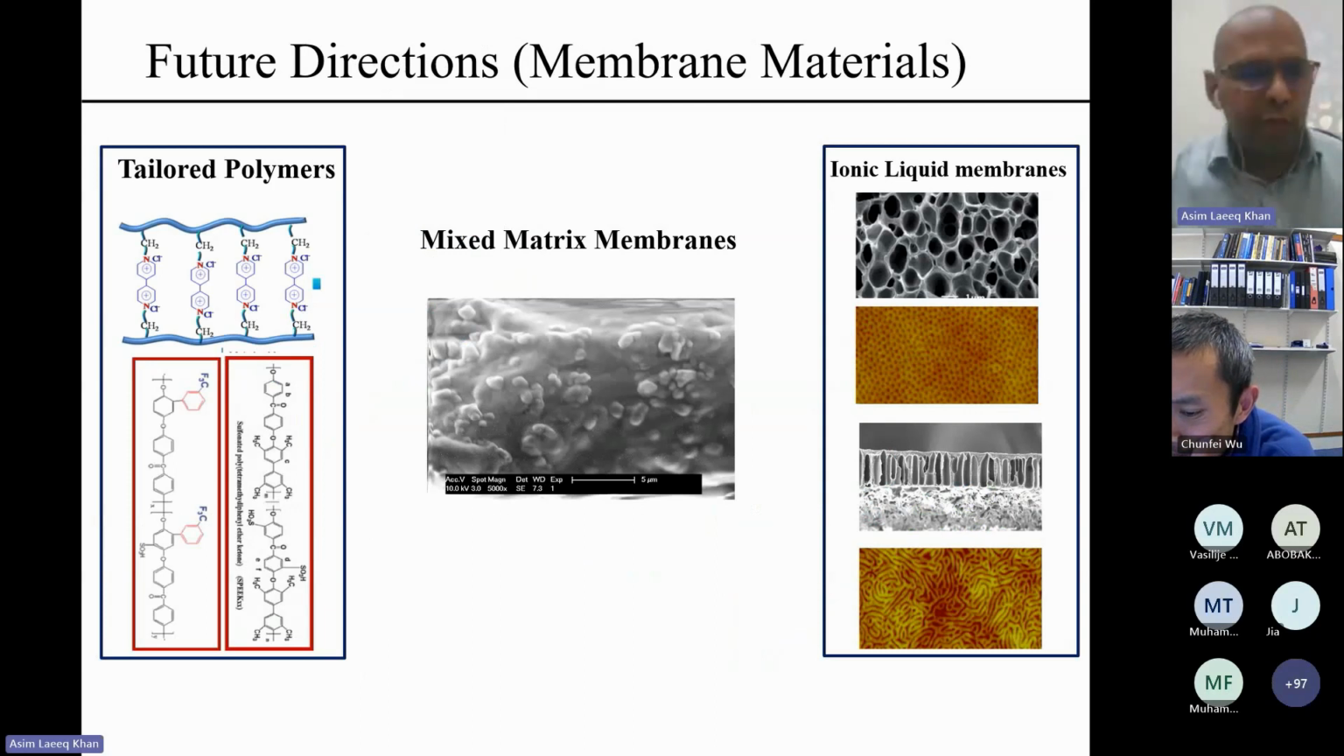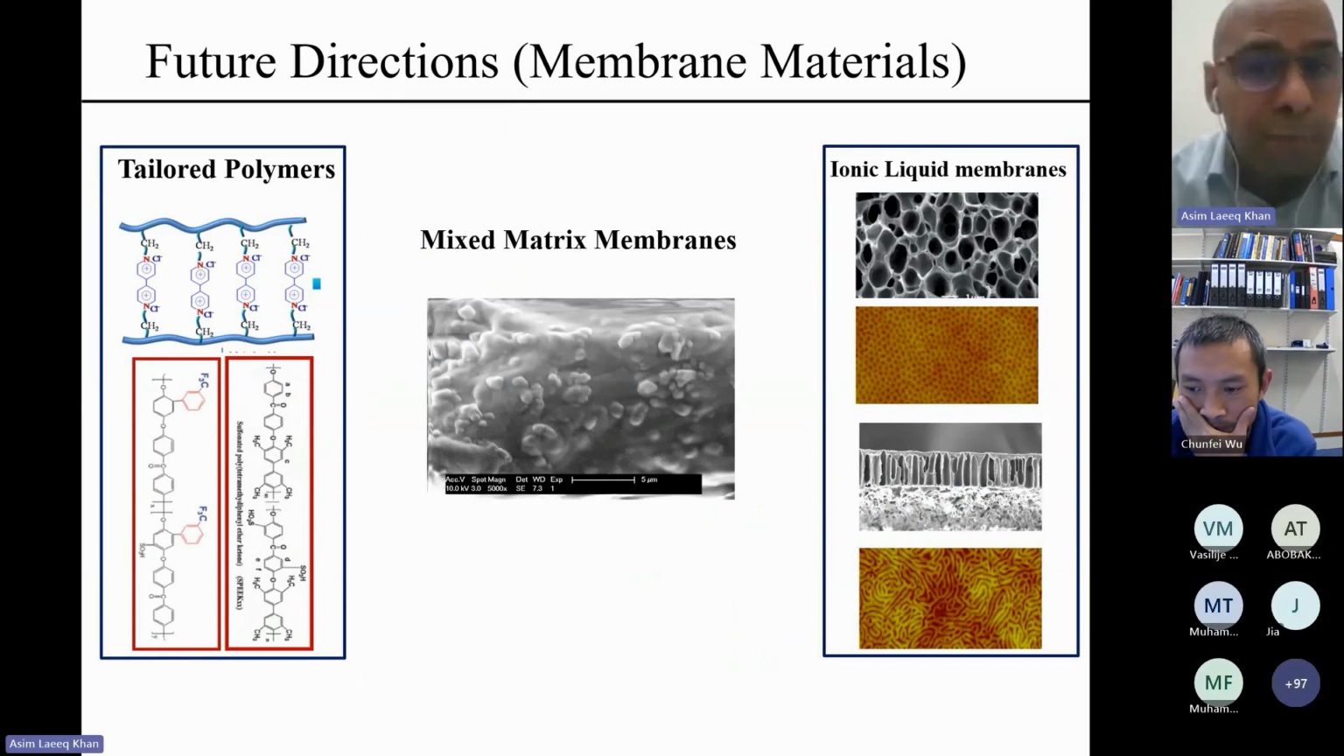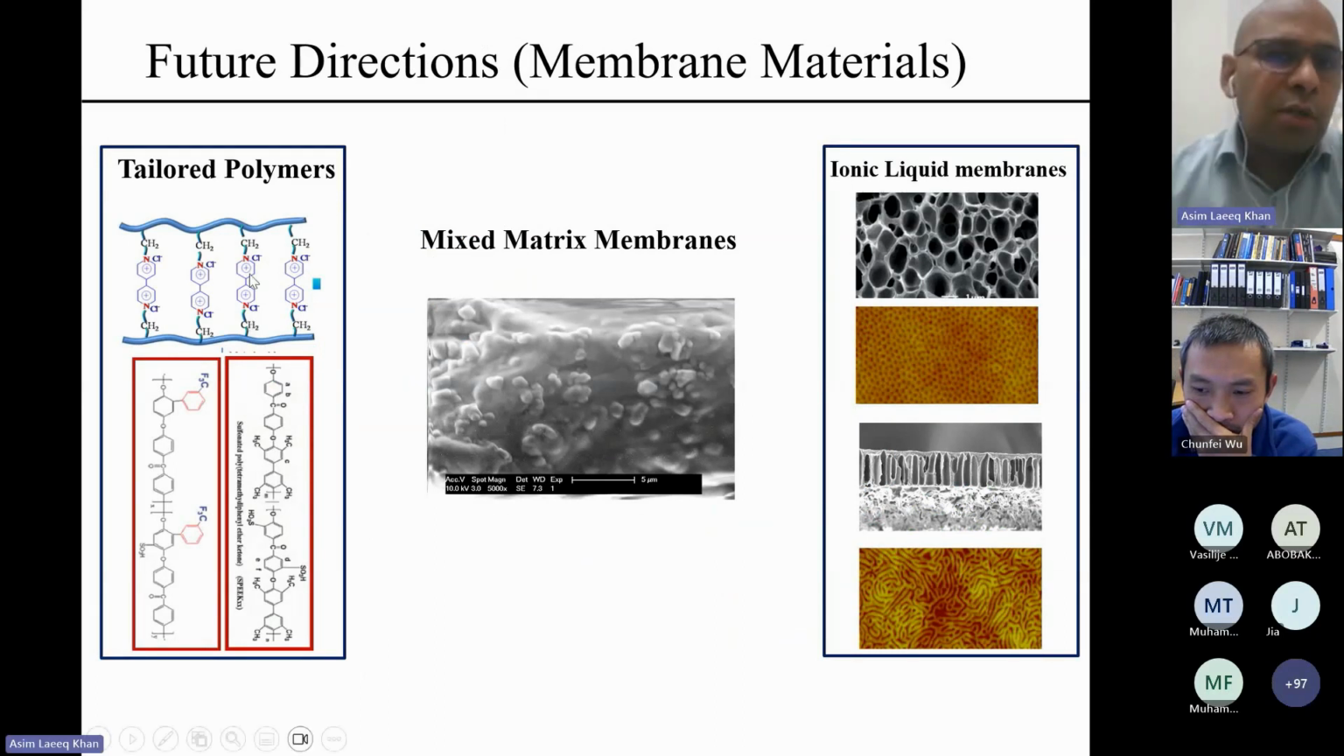So I will quickly go through and give you some opinions about what researchers are doing in the case of membranes for CO2 capture. The current polymers, because they have the limitation of the trade-off, are being modified, functionalized, and treated in a way that they can have anti-plasticization properties and more affinity to CO2, so that we can have highly selective and permeable membranes.